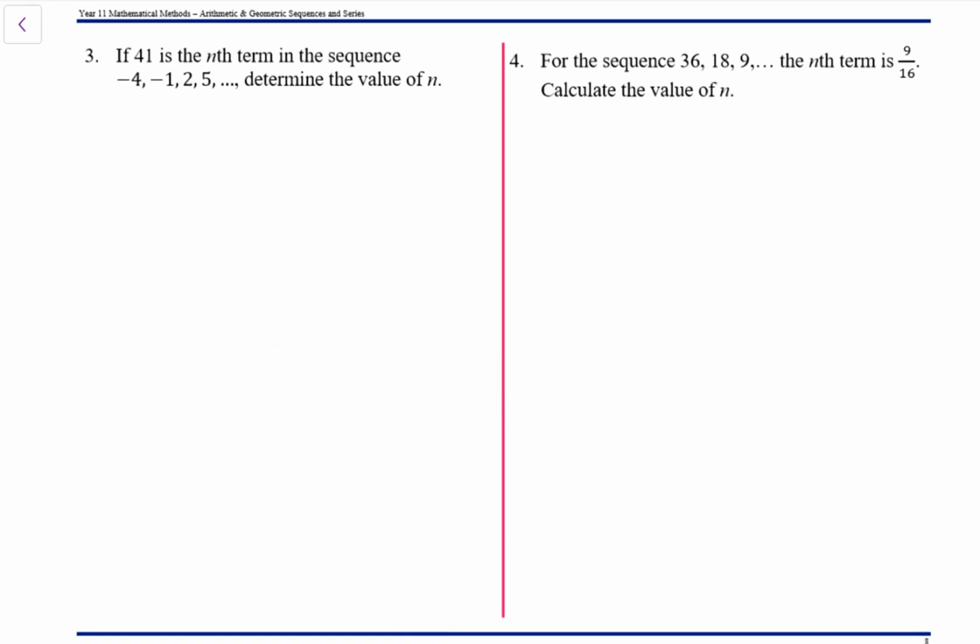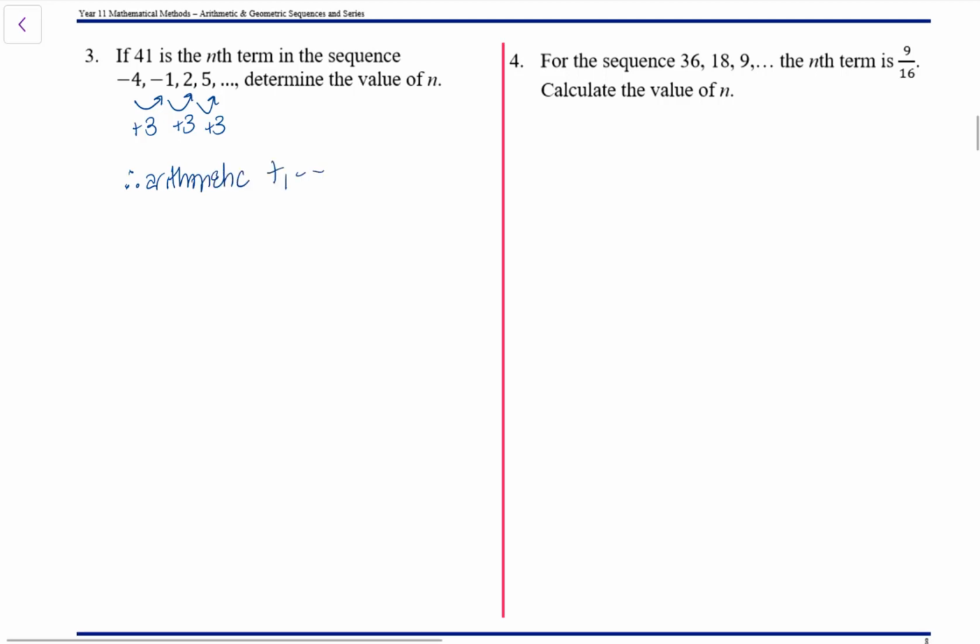Next one, if 41 is the nth term in a sequence, -4, -1, 2, 5, determine the value of n. Again, we need to know, is it arithmetic or is it geometric? So from getting from here to here, I could add 3. Here to here, add 3. Here to here, add 3. So therefore it's arithmetic.